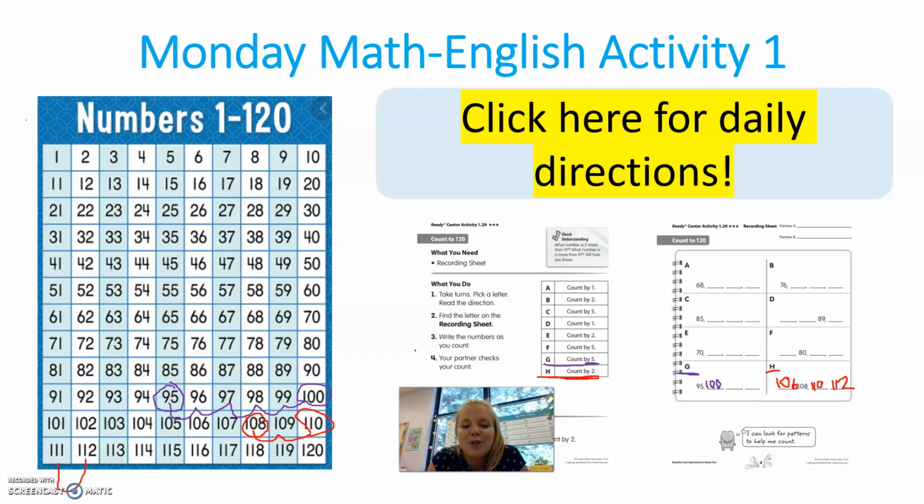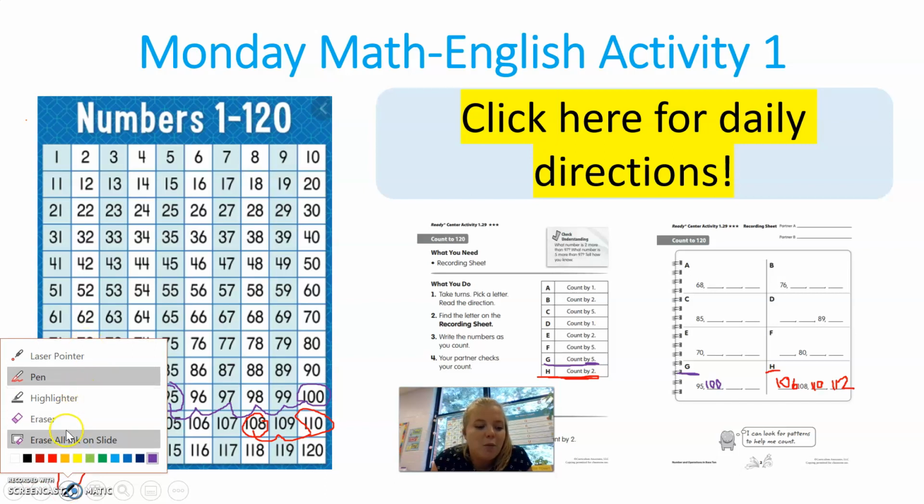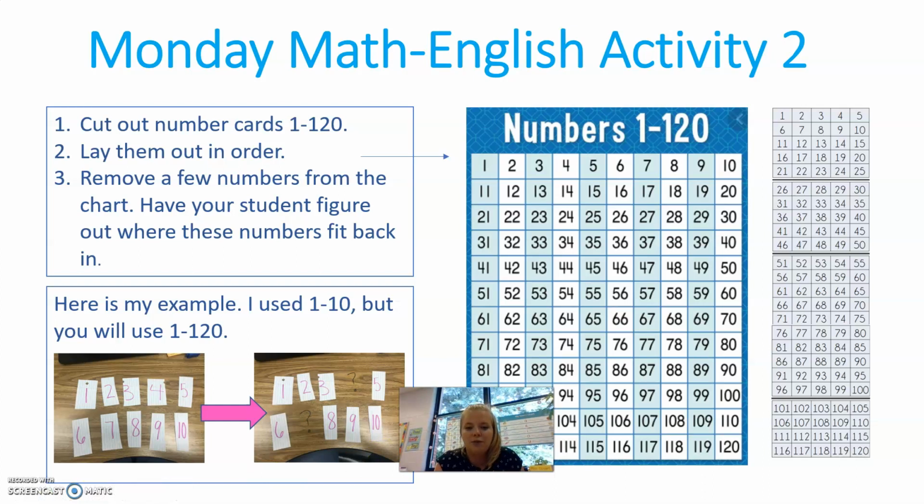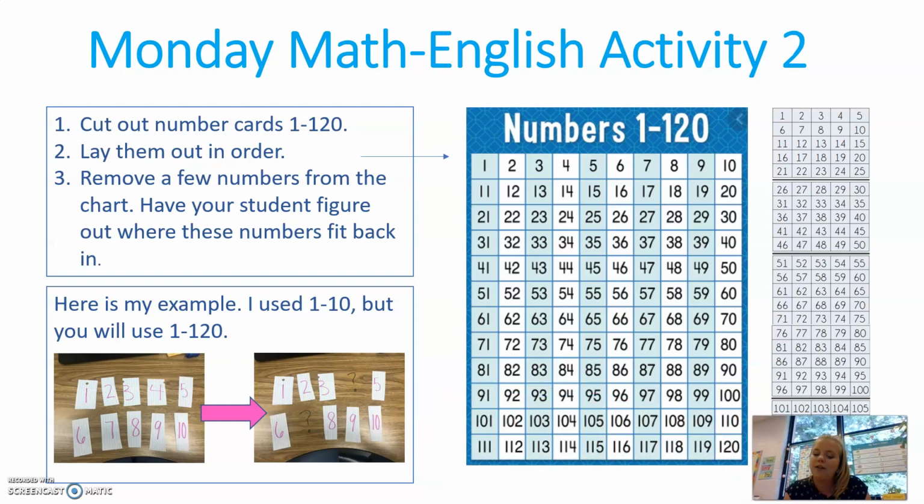You're going to keep doing this with all these letters until you have your paper all filled out. So this is the first activity. We have one more today, so I'm going to go to the next slide. Ooh, I want to move where my video is. I'm going to put me right down here.